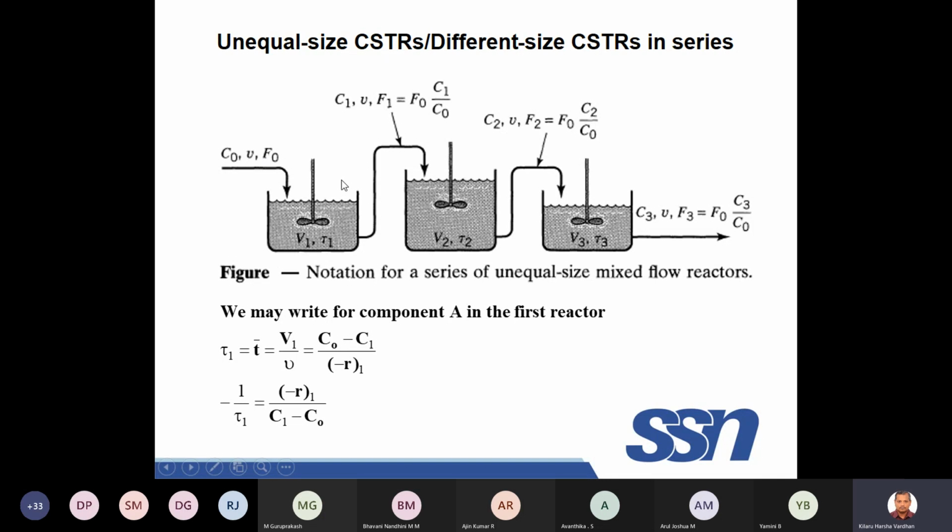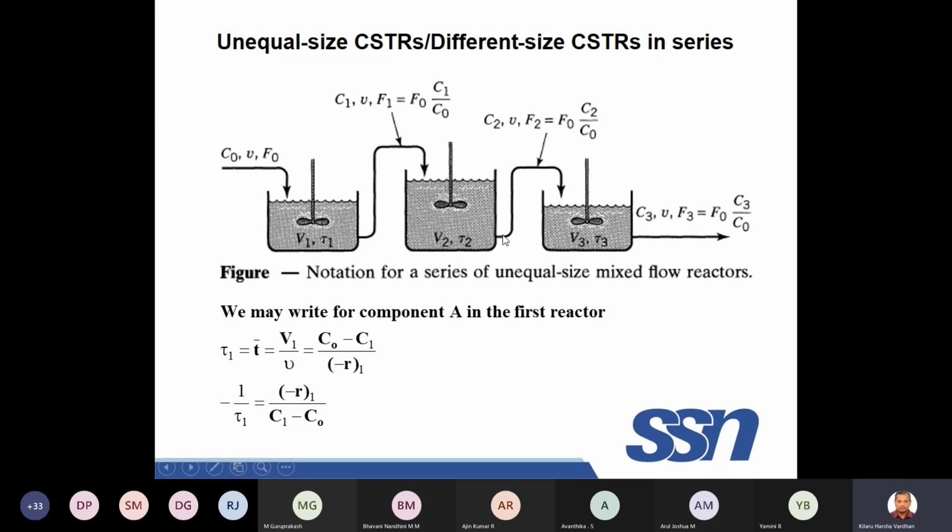The volumetric flow rate is the same. You are not changing the volumetric flow rate, whereas the molar flow rate may change, depending on the reactions. That is why F0, F1, F2, whereas C1 is the concentration of this particular stream. Once you know F0, then you know the concentrations. We can calculate F1, the molar flow rate. F0 into C1 by C0, we can get F1, right?